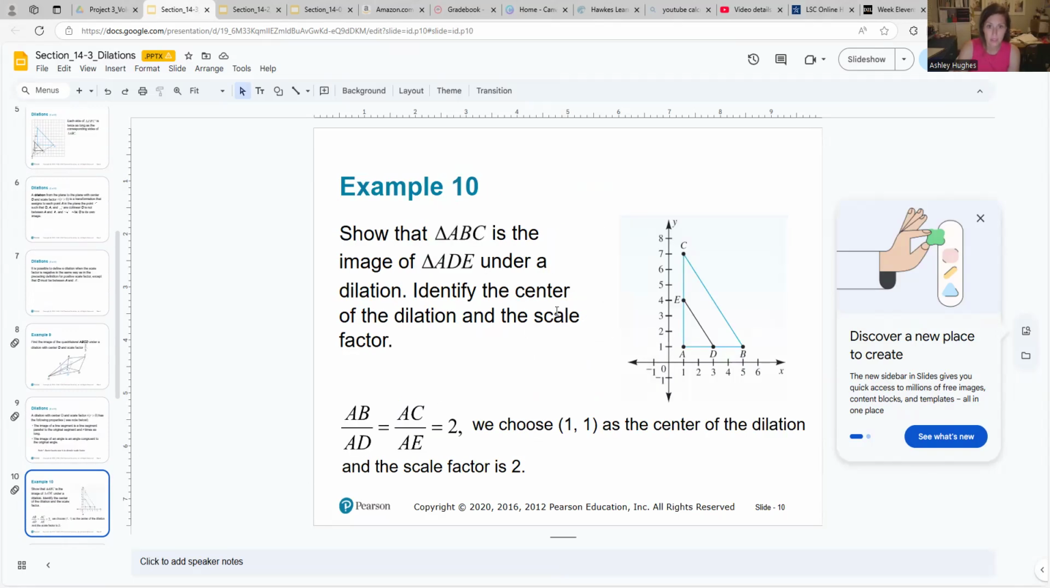If we want to identify the scale factor, we can take the length of the side. Here AB is 5. Oh, no, it's not. It's 5 minus 1, so that'd be 4. And AD is 2. And then we can compare these sides over here. This is 7 minus 1, so that's 6. And AC is 1, 1, so that's 3. And so if I divide those, they both give me that ratio of 2. So you can see that that's the scale factor.